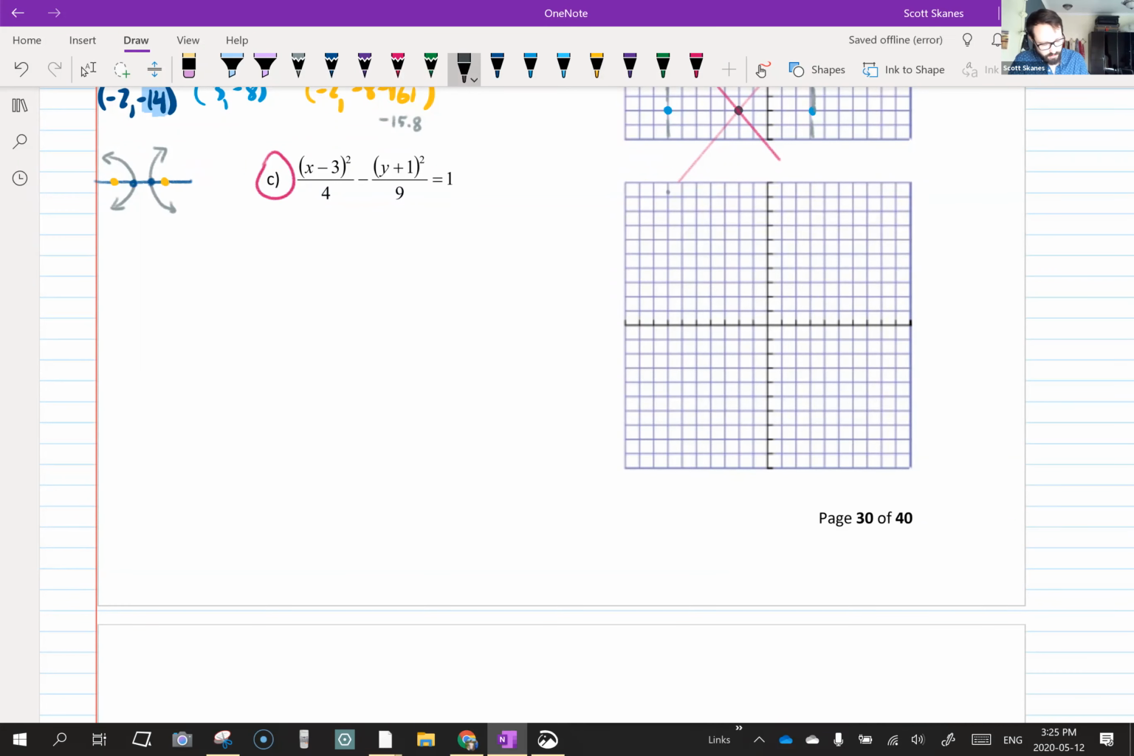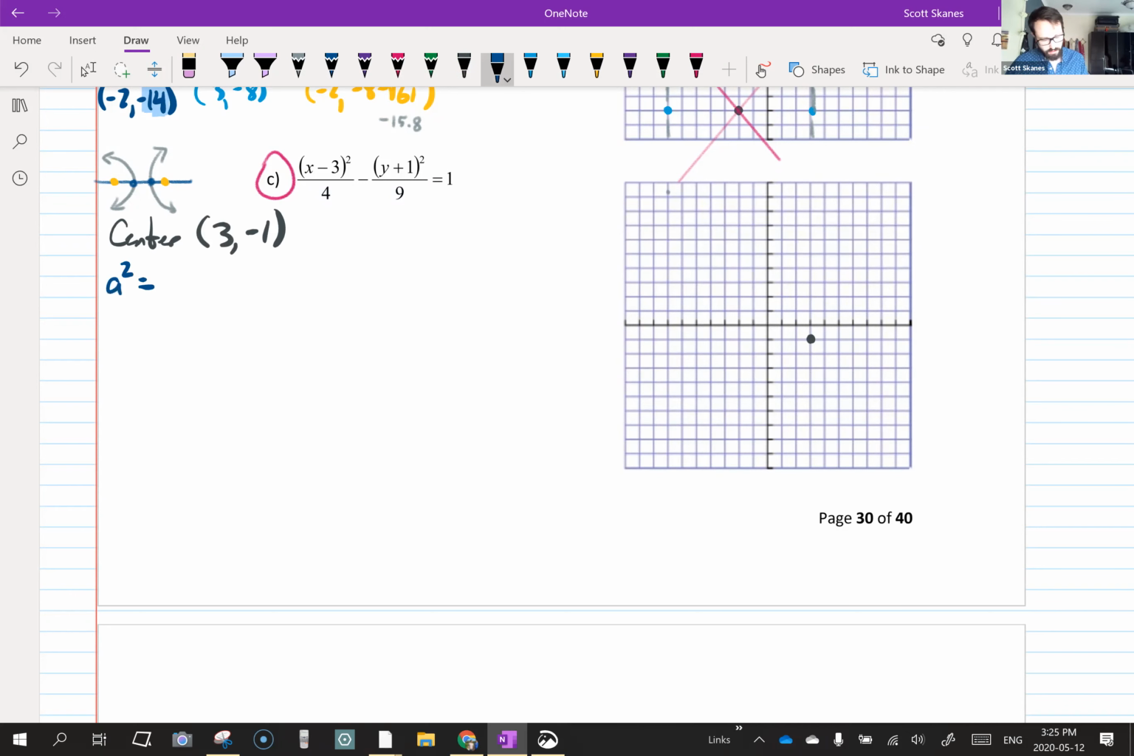So what's the most important thing? The first thing is to write down the center. That's where I start my sketch. It's at 3 and -1. So 3 and -1 is over here on the graph. Okay, I'll write that more clearly. 3, -1. Now that I have my center, I move on to get my vertices, as usual.